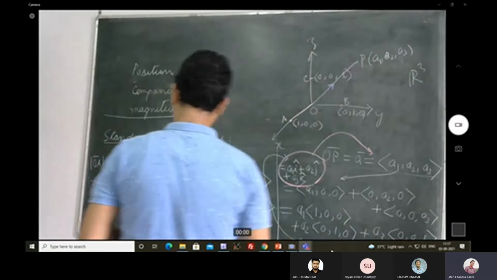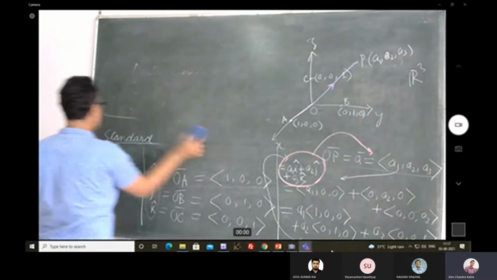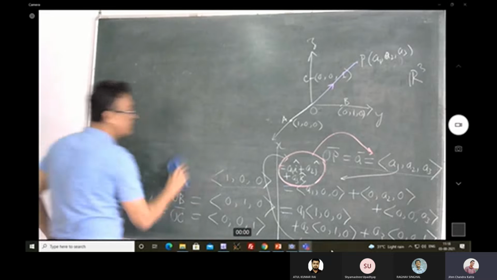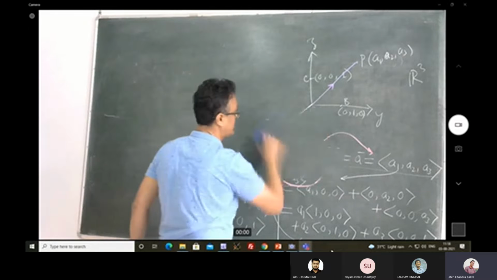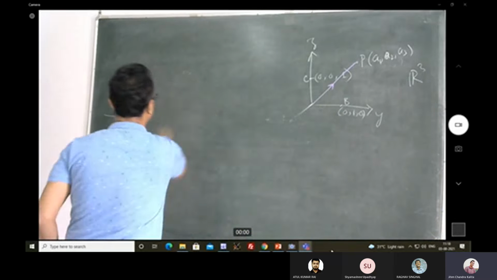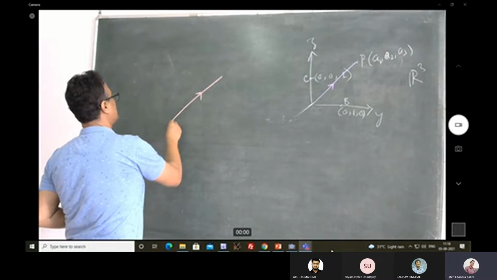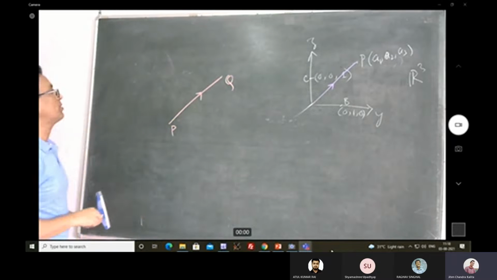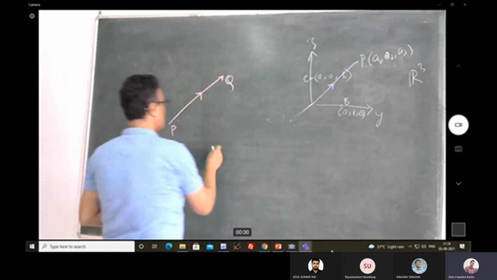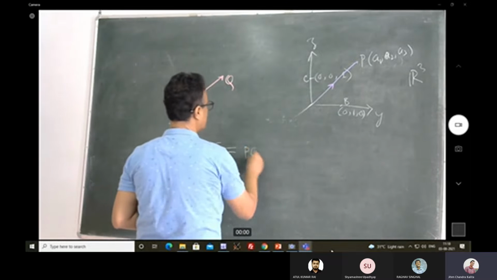Now this brings me to another concept. So this was about expressing a vector in terms of the three standard basis vectors. Now let us consider an arbitrary vector. Suppose I am considering this arbitrary vector, whose initial point is P and terminal point is Q. Suppose I call this vector A, so then A is simply PQ.